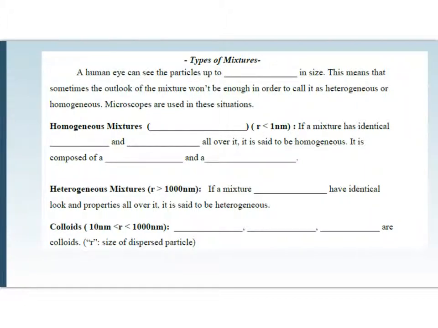Types of mixtures. A human eye can see particles up to 0.1 millimeter, which is 10 to the power of minus 4 meter in size. This means that sometimes the outlook of the mixture won't be enough to call it a heterogeneous or a homogeneous mixture. To decide this, microscopes are used. Homogeneous mixtures. What is the other name for homogeneous mixtures? They are solutions. In these mixtures, the diameter of a particle is smaller than 1 nanometer. Remember nanometer? This is 10 to the power of minus 9 meters.